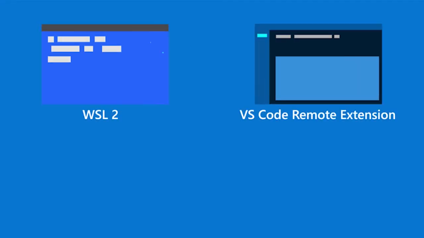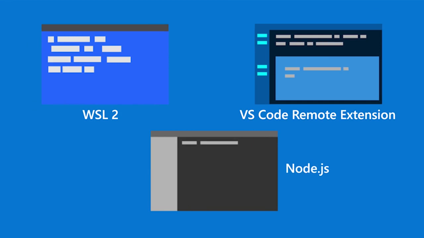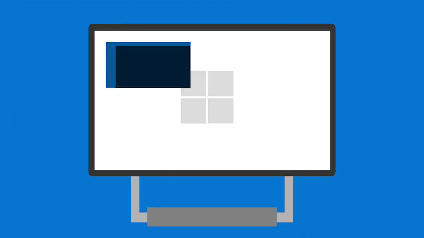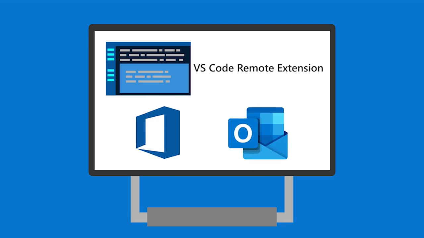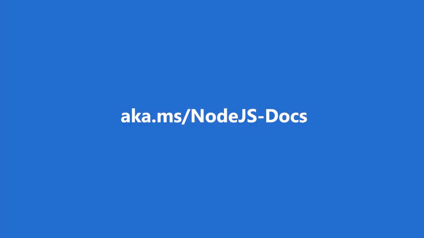With WSL2 and the VS Code remote extension, you can create Node.js web apps with Linux commands, run the app on a local Linux server, and then use VS Code on Windows to code, view your app running in a browser, and debug, all while maintaining access to your favorite productivity tools like Office and Outlook. To learn more about using Node.js on Windows, including working with MongoDB, Postgres, or Docker containers, head here.